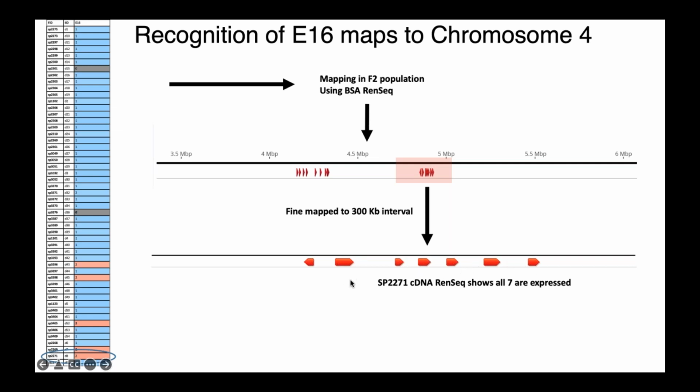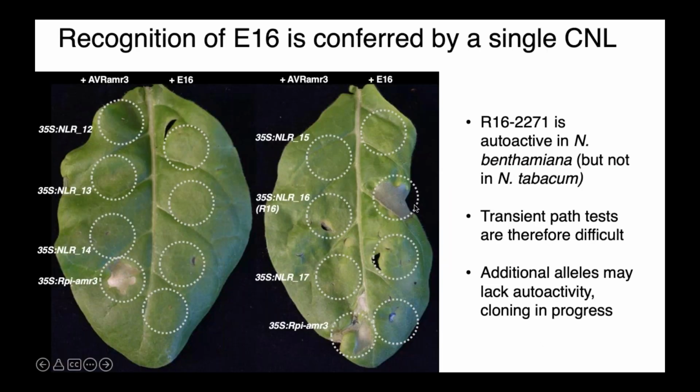And by using cDNA RenSeq, we identified the full reading frames of all these paralogs and found that all 7 were expressed. So then the next step is just to clone all these candidates and test them by co-expression with effector 16. And this is exactly what one of our predoctoral students has managed to do in the last few months. So you can see some transient expression assays in Nicotiana tabacum here.